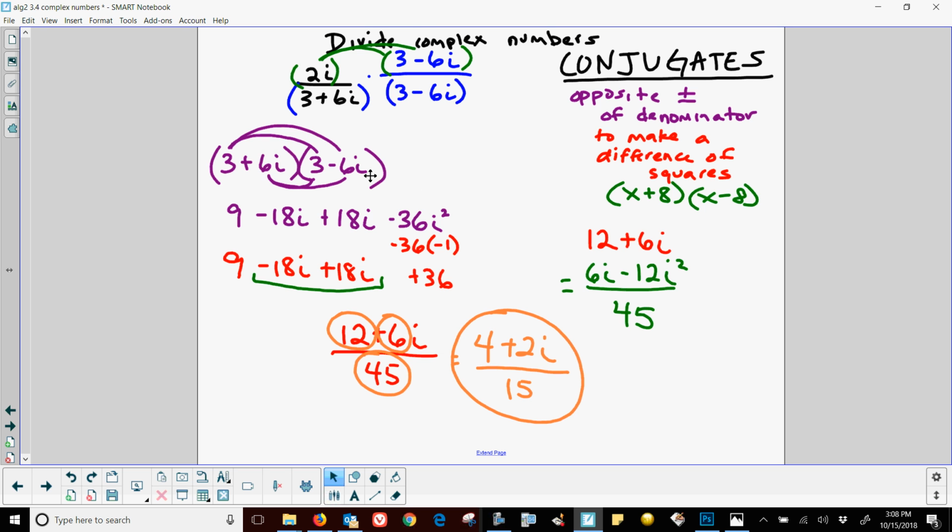We'll take the bottom and FOIL it and get all the way down to 45. I'm going to take the top, and this is just distributing, and I got this over here in green.